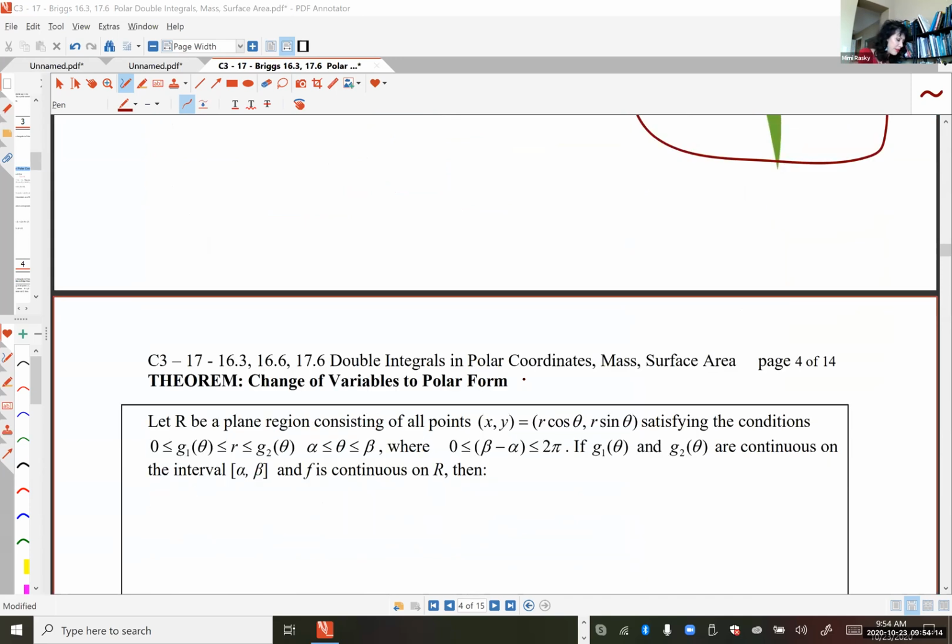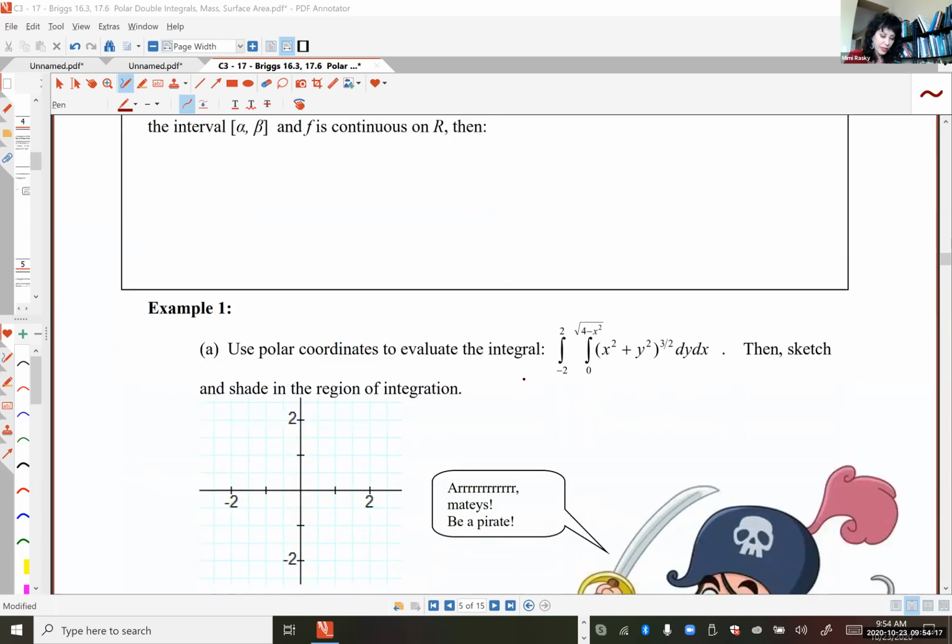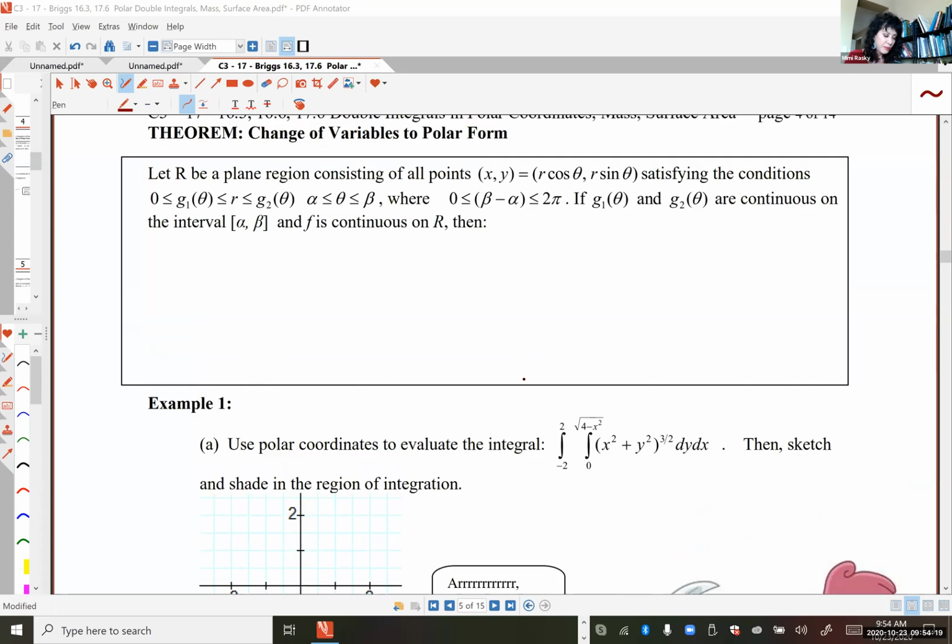Here's your theorem, and then we'll do a problem. So here's the big old theorem. If you're going to use change of variables to polar, and you're going to want to because it's sweet, you're going to have some region R, your region of integration, and here are your conversion formulas. Your r is going to go from some g1 of theta to some other function g2 of theta. Your theta is going to go from, like 0 to pi halves or whatever, from some angle to another angle. You want to stick to being within 2 pi, otherwise things get a little much, so don't try to wrap around.